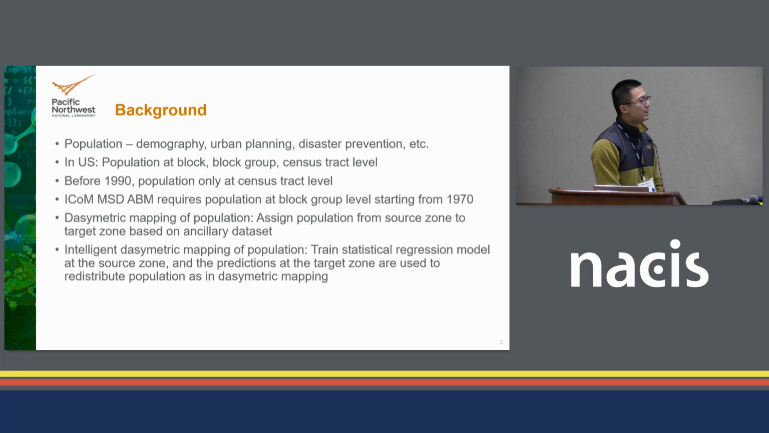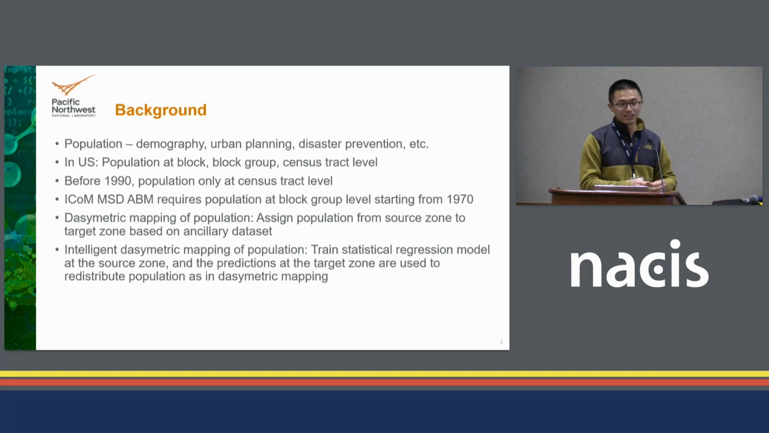The next jargon is intelligent Dasymetric mapping of population. This is based on the Dasymetric mapping of population. We train a statistical regression model in the source zone, and then we make predictions in the target zone. The predictions are used in the Dasymetric mapping of population to assign the population, using the predictions as weights.